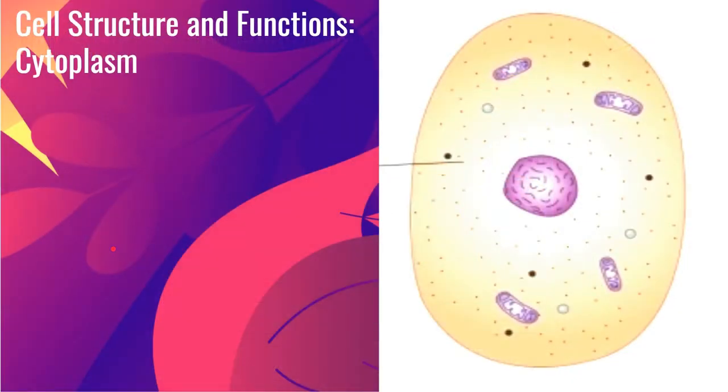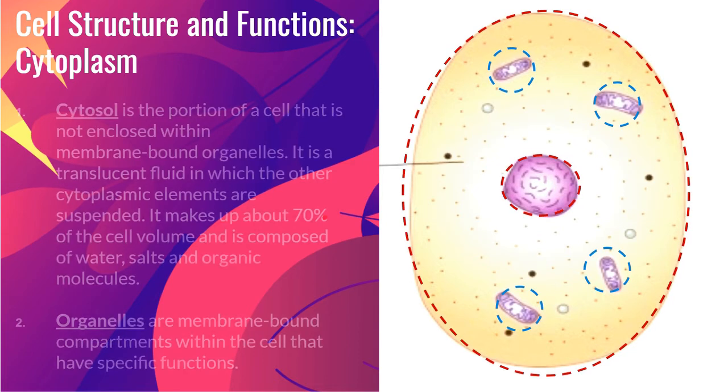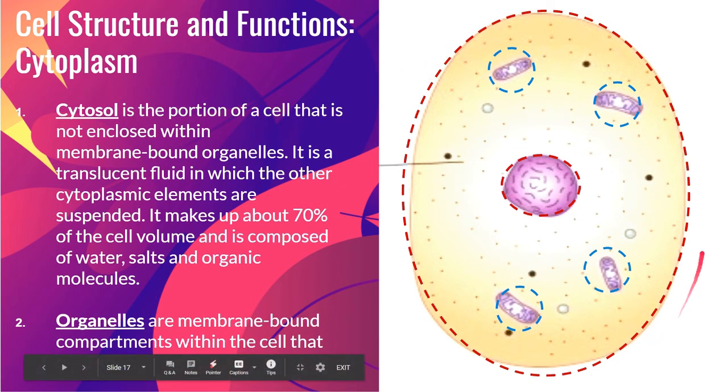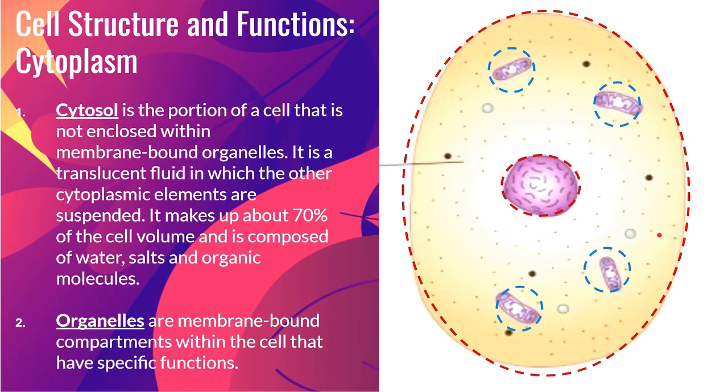So let's look into the two structures of the cytoplasm. The first one is the cytosol, followed by the organelles. The cytosol is the fluid portion of the cell found within the cell membrane and outside the nucleus. So all of this is the cytosol. It makes up 70% of the cell volume. It's mostly made up of water, salts, and inorganic molecules.